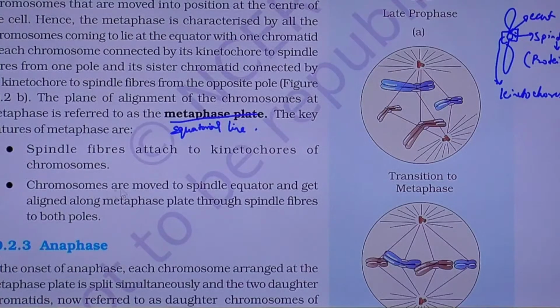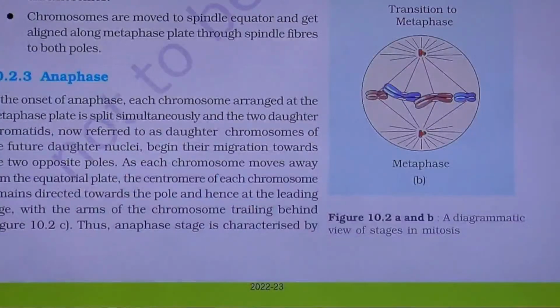Second, chromosomes are moved to the spindle equator and get aligned along the metaphase plate through spindle fibers from each pole. See, spindle fibers are attached to each pole. These are spindle fibers, these are aster rays. It provides alignment to the chromosomes, so they will be in the equatorial line, that is, the middle line. So these are the two features.